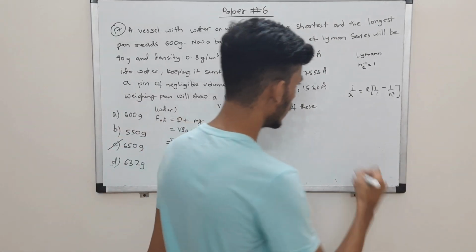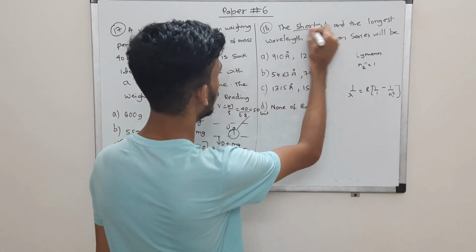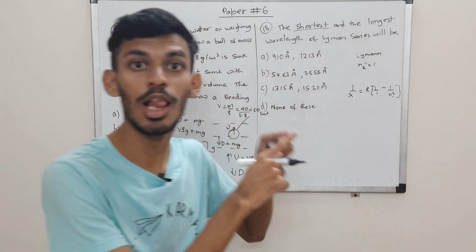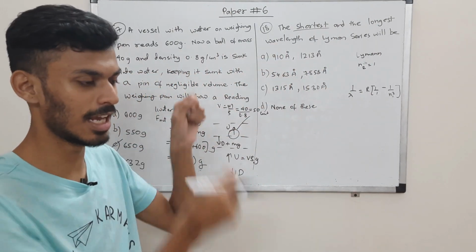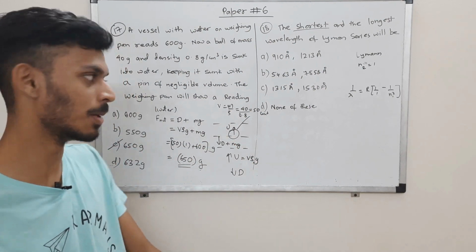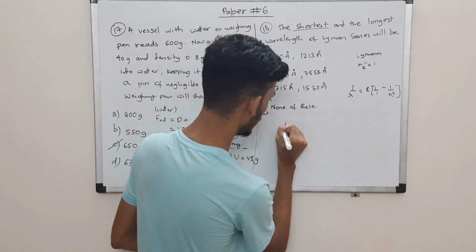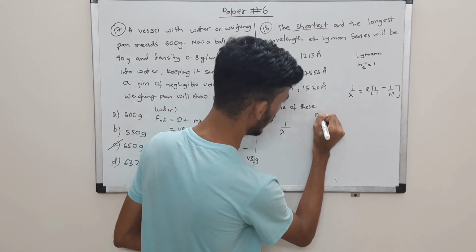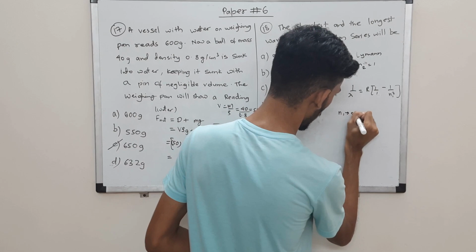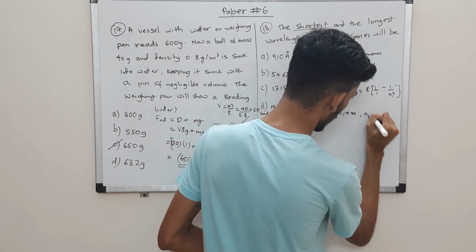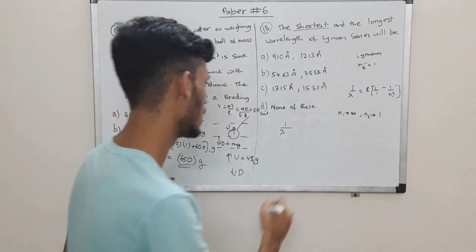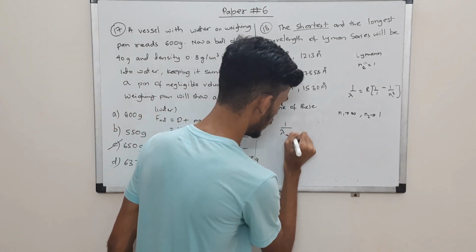So first of all let's find the shortest wavelength. Shortest wavelength will be given by the longest transition. Largest energy gap, shortest wavelength. Energy and wavelength are inversely proportional, right? So for the largest energy gap, n1 will be infinity, and n2 will be 1. n2 is always 1 in case of Lyman series. So this is the minimum wavelength, the shortest wavelength.